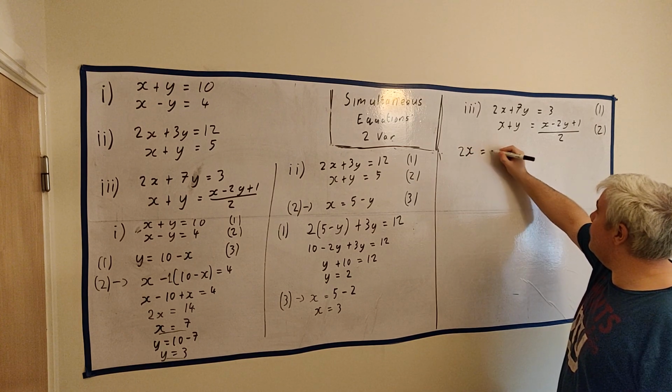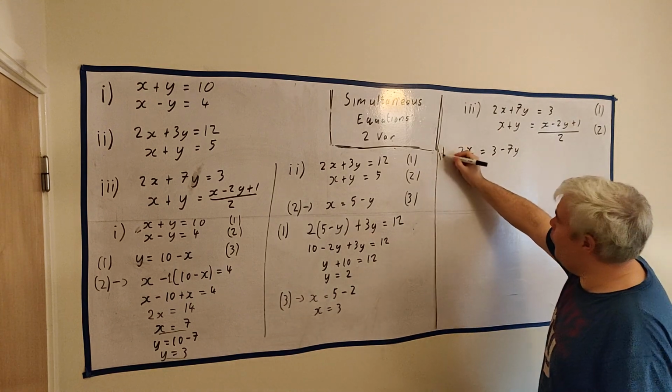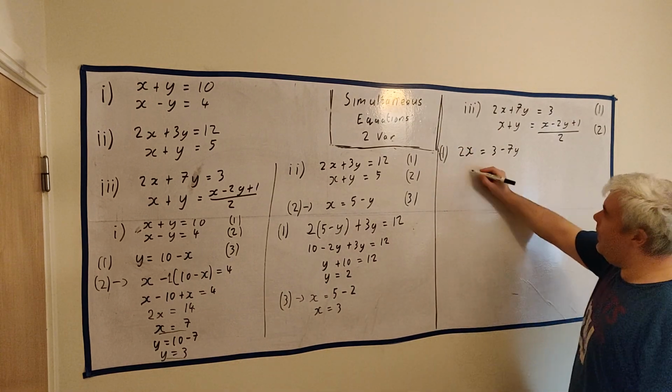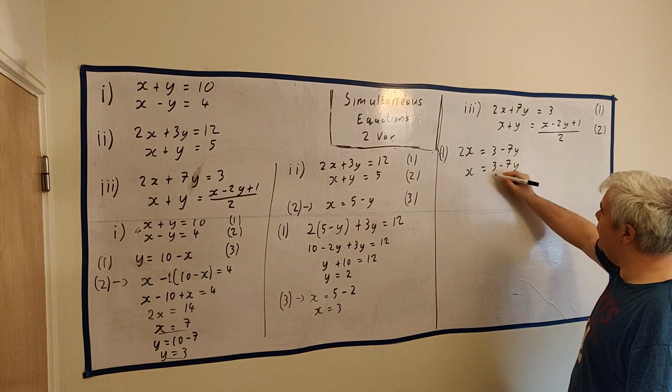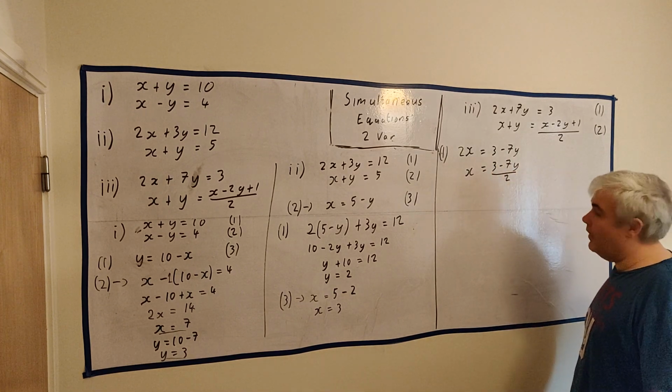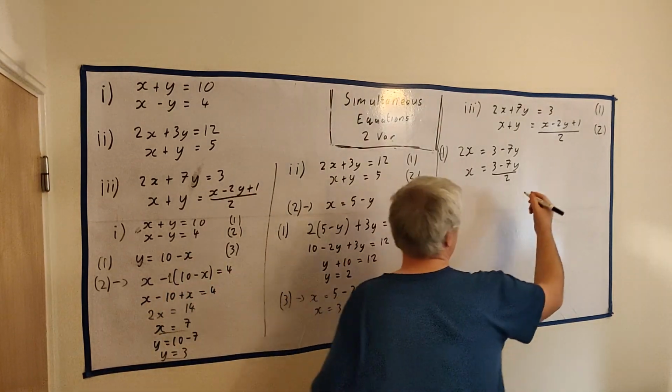2x equals 3 minus 7y. This is from 1. x is equal to (3 minus 7y) divided by 2. Okay, we've got x equals. Let's call this 3.